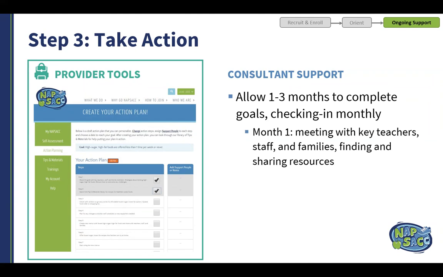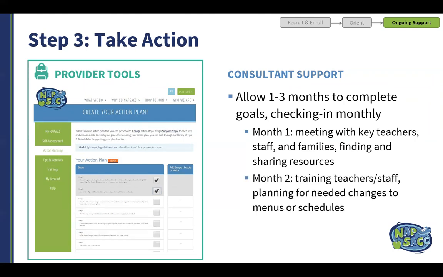Typically in the first month, they're going to want to share the goal with key teachers, staff, families, and look for some resources support. In month 2, they might need to offer some training. And thankfully, a lot of that content is in the Go NAPSACC website. And a Go NAPSACC training in our website can be taken as many times as desired at that program. So like every teacher in the program can take it. That works. They might need to change menus or schedules, so that could take some time in month 2. And then month 3, they're actually putting those changes that they've planned for into place and getting feedback about how it's going.